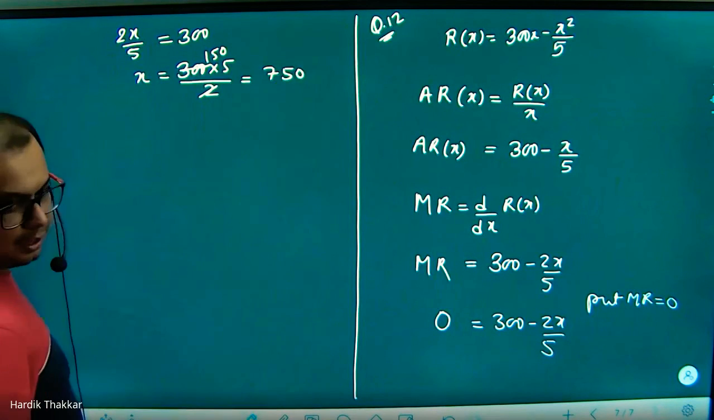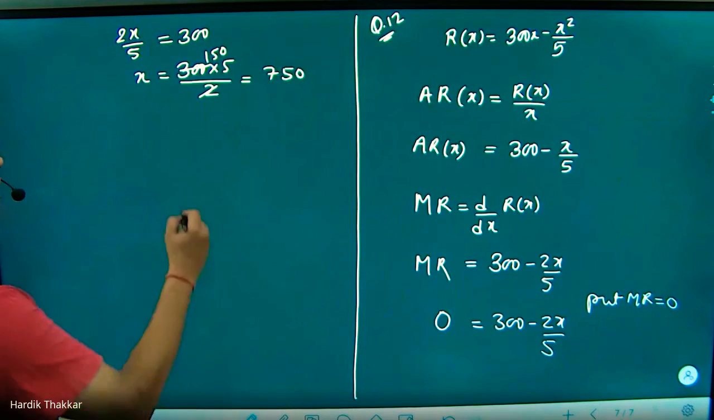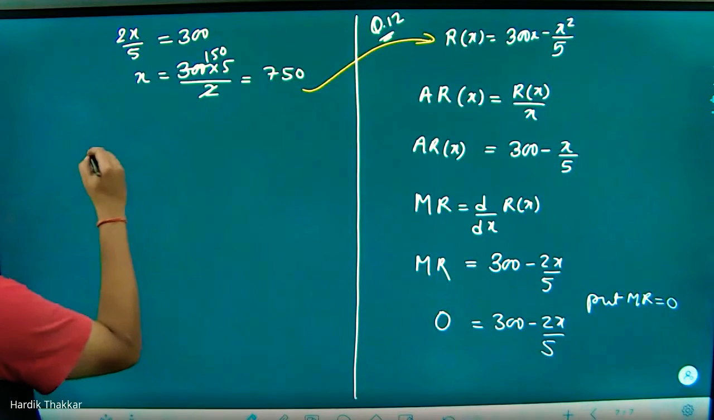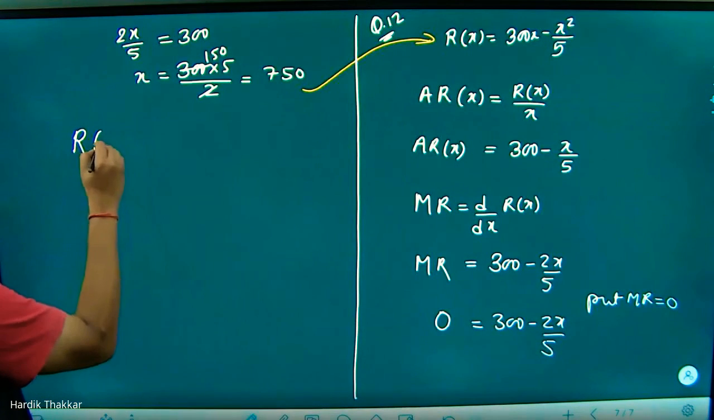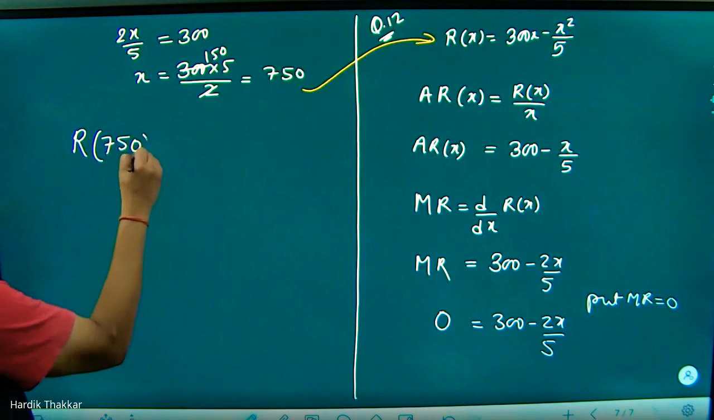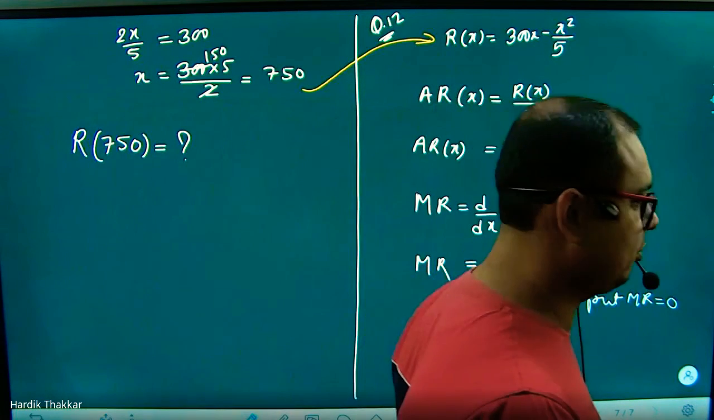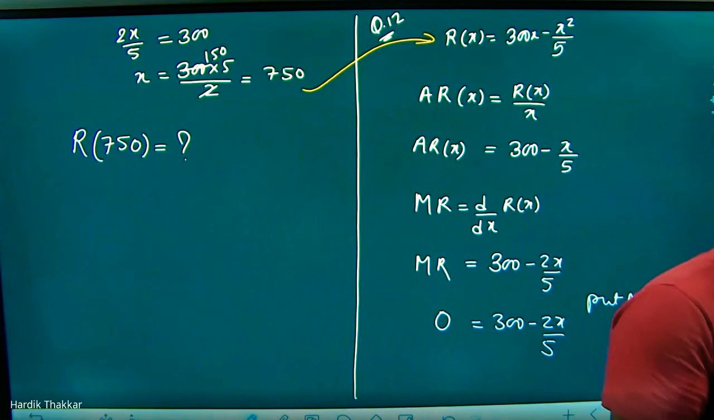750, yes. x is equal to 750. Now put x equal to 750 in the revenue function because you have to find the total revenue. So R of 750, calculate this and you'll get total revenue when MR is equal to 0. Okay, check your answers.